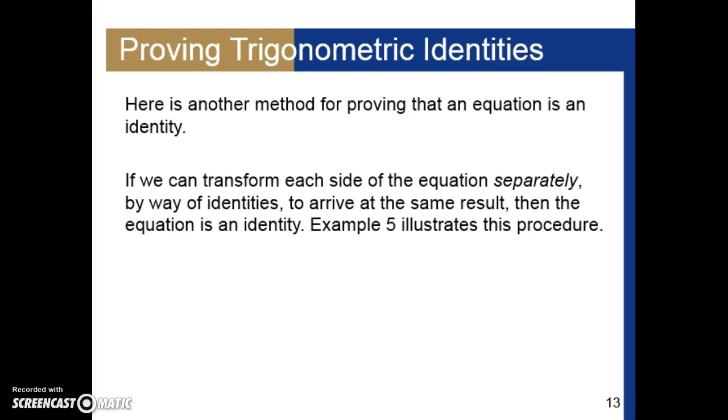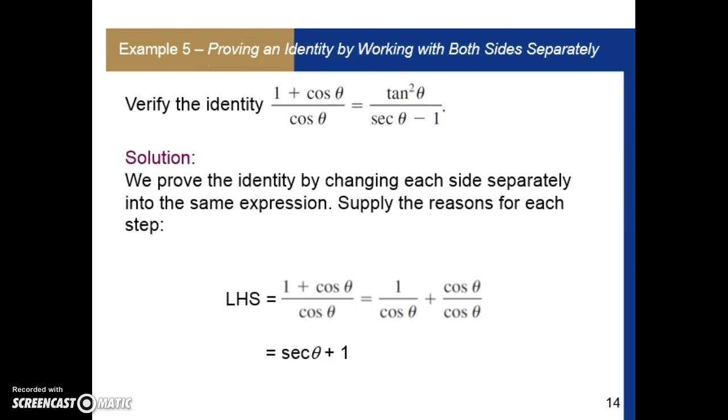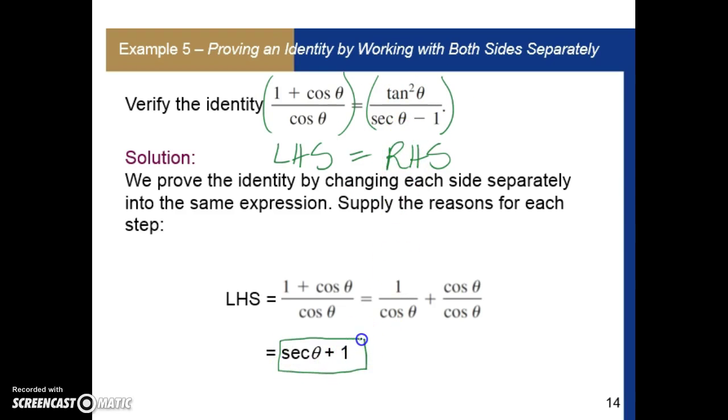Another method for proving that an equation is an identity is to work on both one side and the other to change them so that they both equal the same expression. Instead of just working on the left-hand side and leaving the right-hand side alone, we're going to work on the left-hand side and change how it looks, and then work on the right-hand side to change how it looks. And our attempt is that we can get both of them to equal the same expression. And if that's true, then again, we have proven this to be an identity.